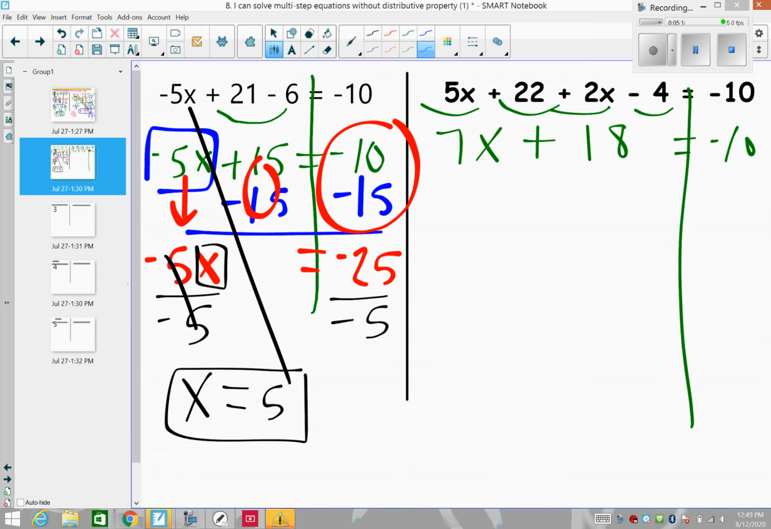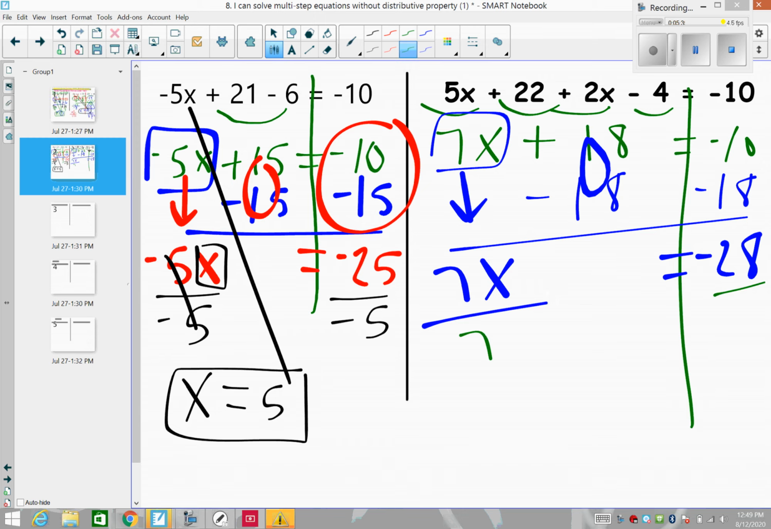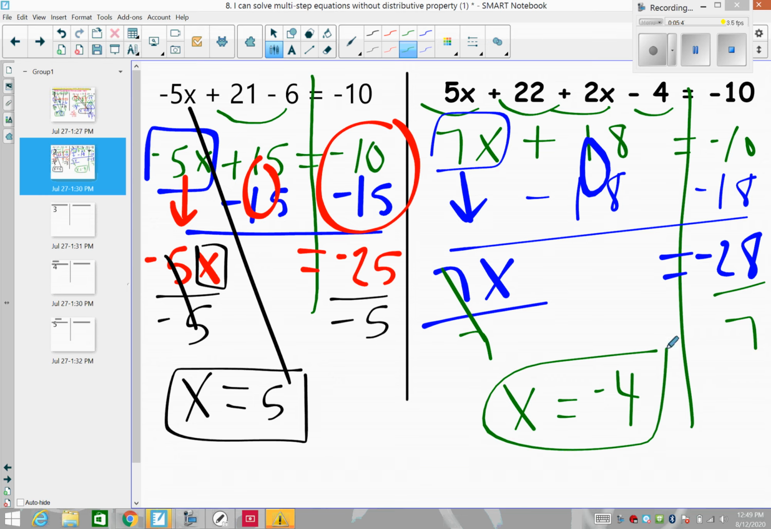Build house, build fence, clean yard. So if I build house, build fence, clean yard, I'm going to subtract 18, copy paste. If I haven't used it, drag it down. We're going to divide here by the number in front. Right now, the number in front is just 7, so we're going to divide by 7. Notice I'm not switching the sign there. And we get x is equal to negative 4.